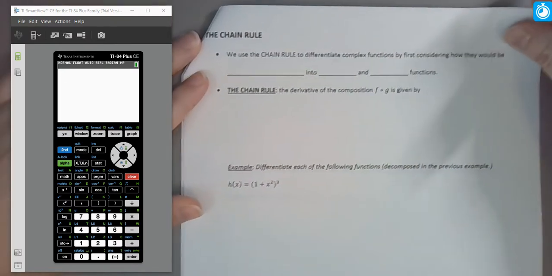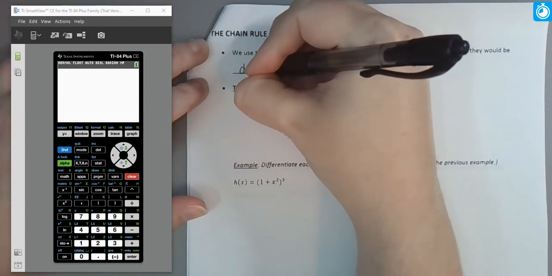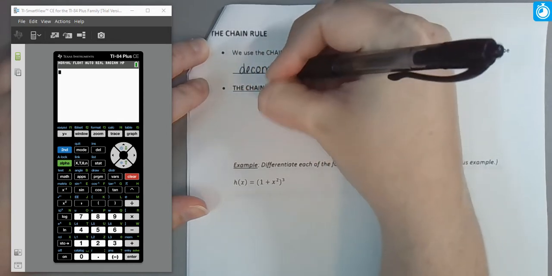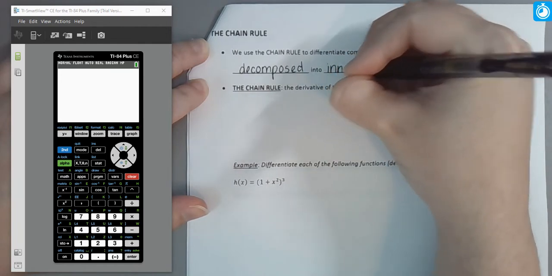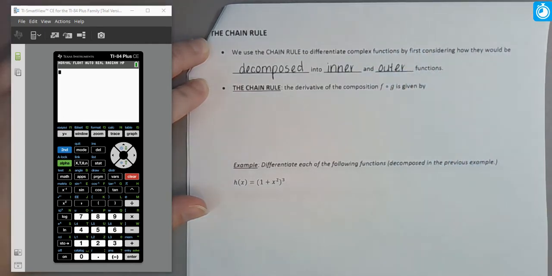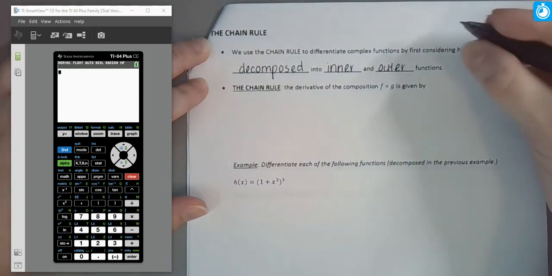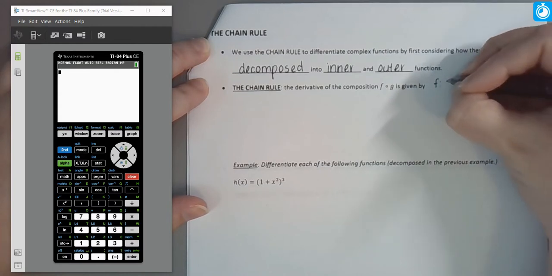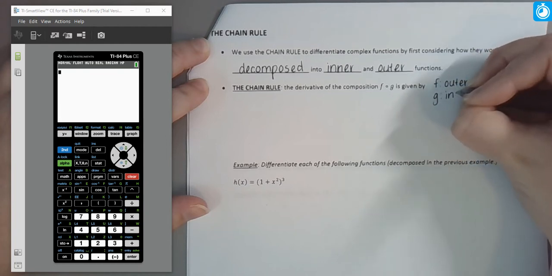Okay. So we're going to use the chain rule to differentiate all these more complicated functions by, again, first considering how they would be decomposed into inner and outer functions. So suppose we have a composed function that results from composing f and g. So just to be clear, f is the outer function, g is the inner function.